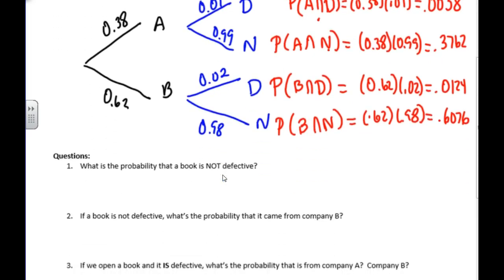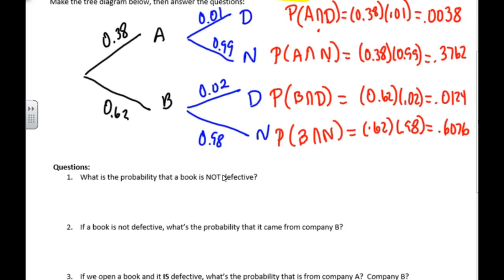Now we're about to look at our problems that we were given. Our constant practice that we use is that we will always utilize our notation. Sometimes you can just look at the graph or our tree diagram to get the answers. And sometimes it's important for us to utilize the formula, but by putting in that notation, it just makes it much, much easier. So, number one says, what is the probability that a book is not defective?